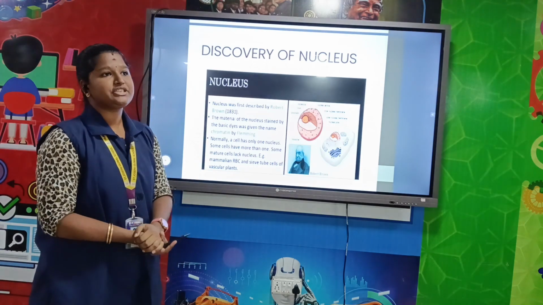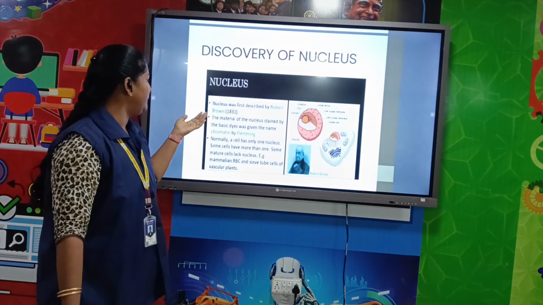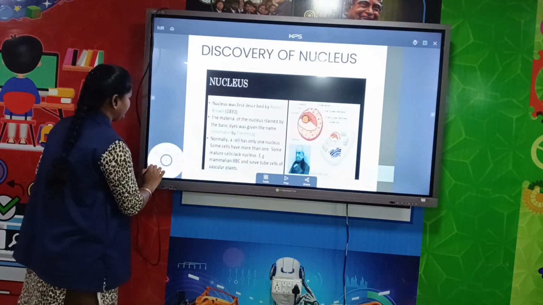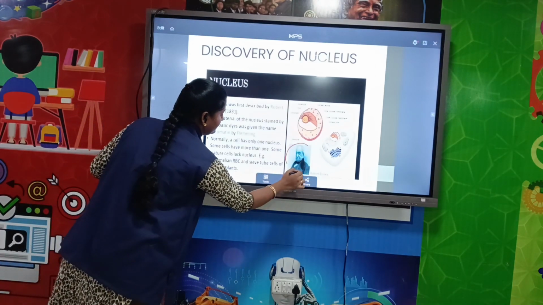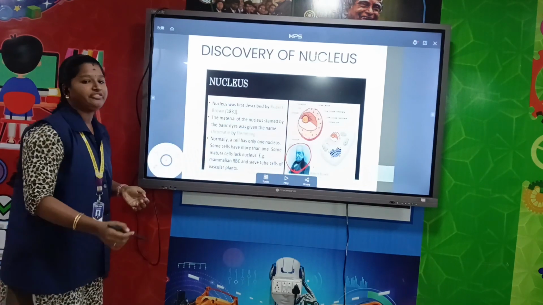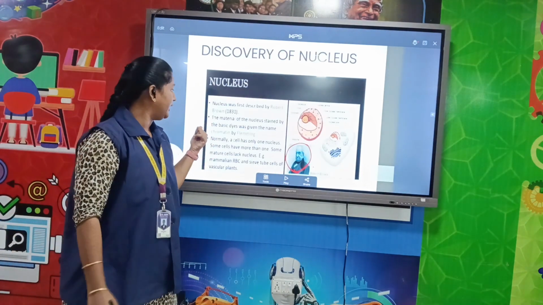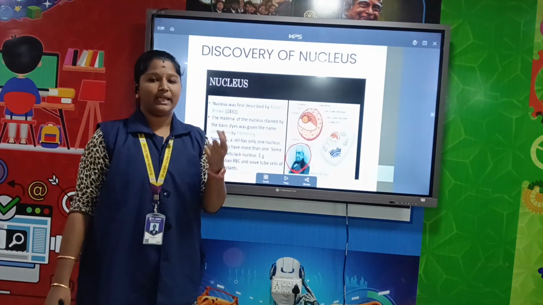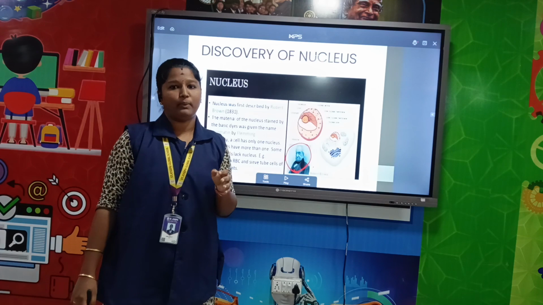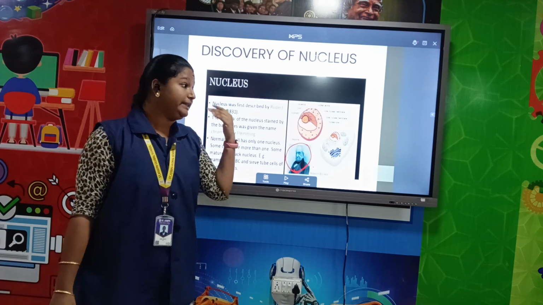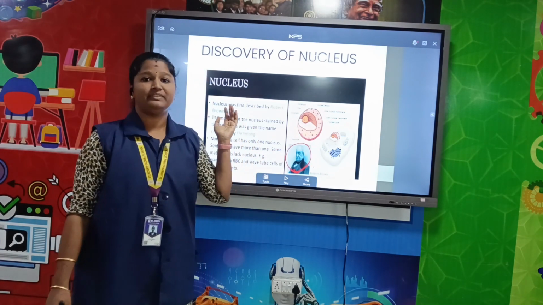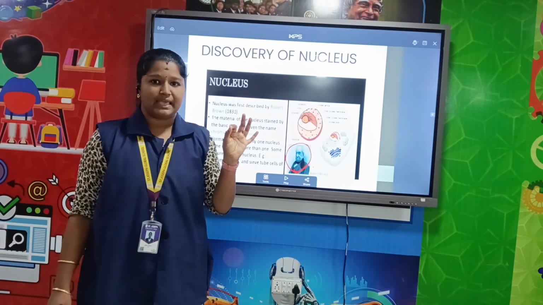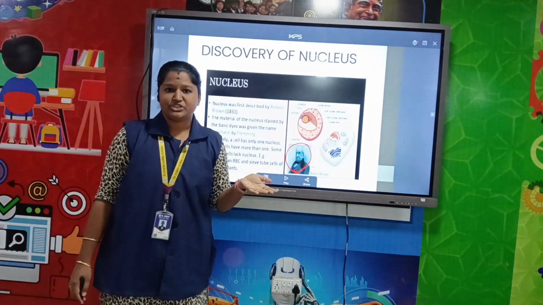So, the discovery of the nucleus. You can see the image of Robert Brown. This scientist discovered the nucleus in the year 1831. For his discovery he used a microscope. Nowadays we use the compound microscope and electron microscope, but in 1831 they didn't have that many types of microscope. It was a very simple type with one lens, so they didn't have different magnifications of lenses.